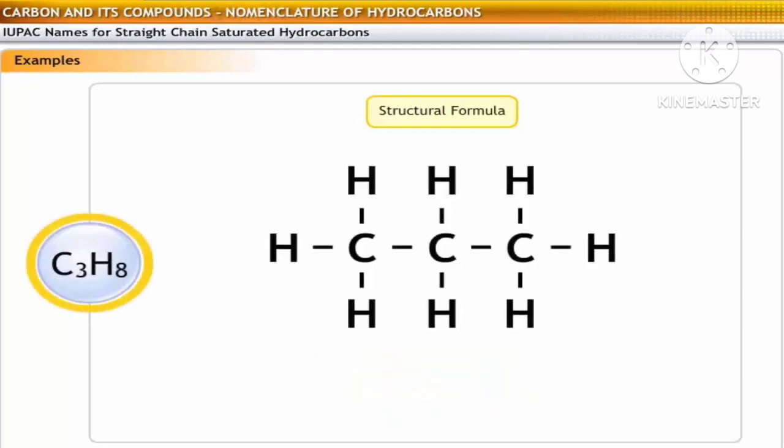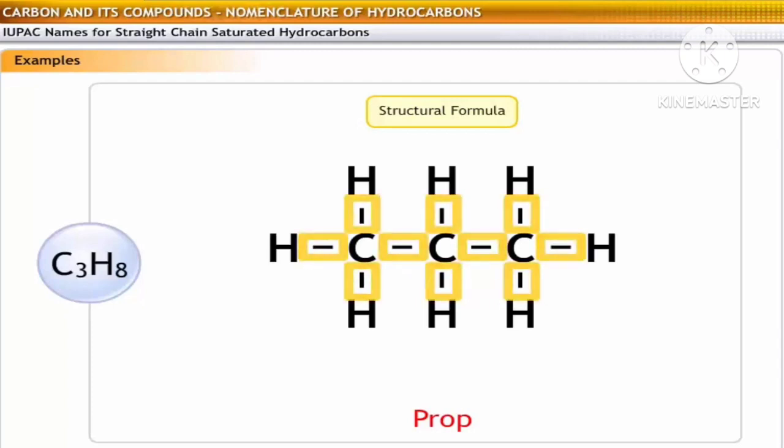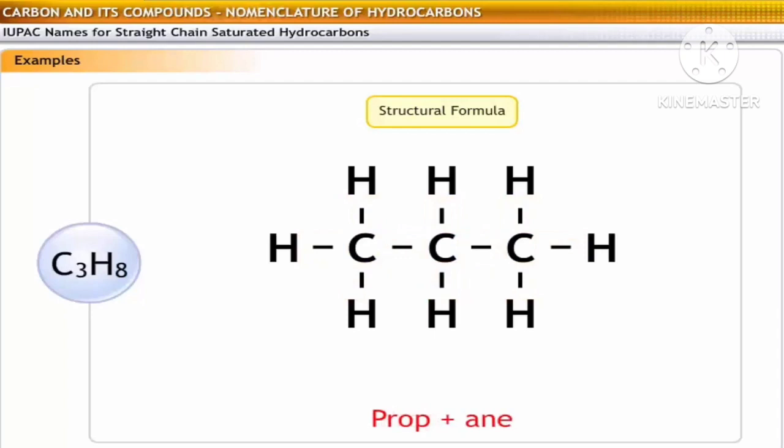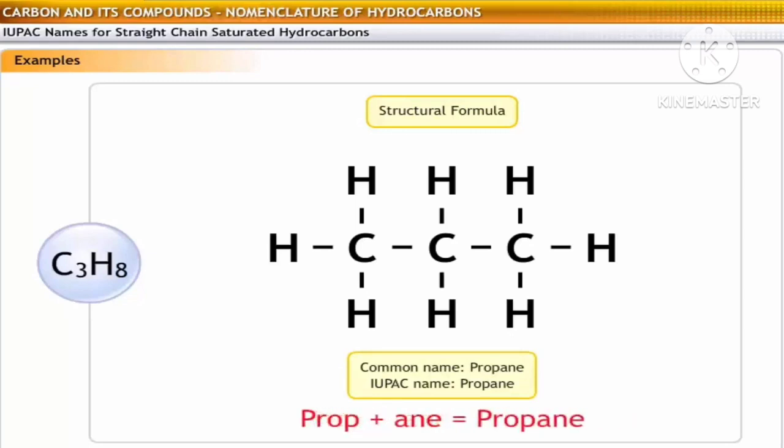The compound C3H8 contains 3 carbon atoms. Hence the root word is prop. The carbon atoms are saturated. Each carbon atom has 4 bonds attached to different atoms. Thus it is an alkane. The IUPAC name is a combination of prop and ane, making it propane.